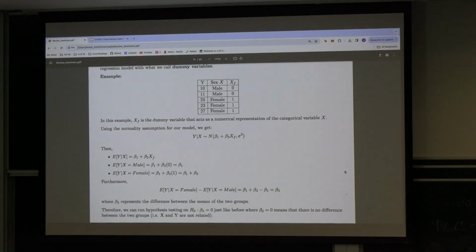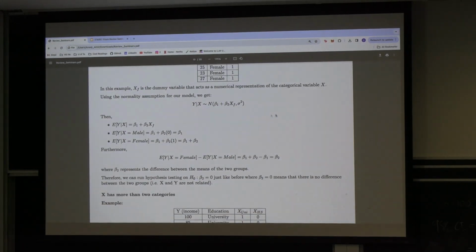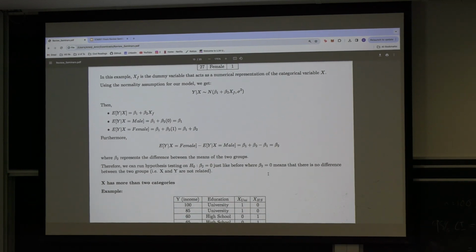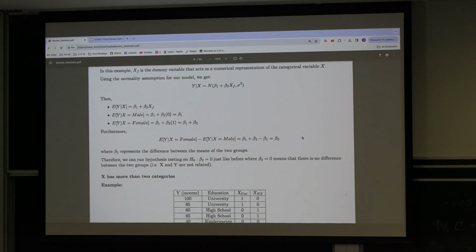And then using a normality assumption, we just get our normal model, which is pretty much the same as we've seen so far. The only difference is that instead of a normal x, where you plug in real numbers, the x only holds the value of 0 or 1. And this creates really cool interpretations. You can see here in the second line, the expectation for y if x is male student, then it's just beta 1.